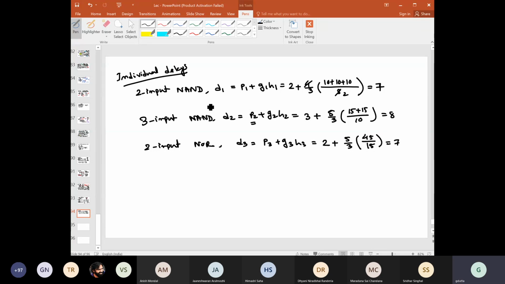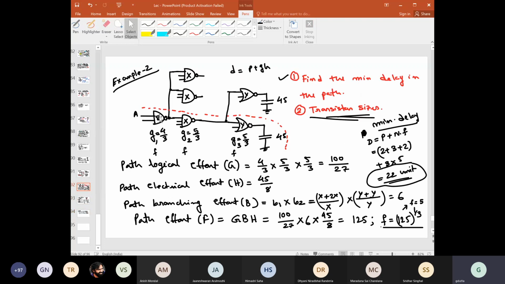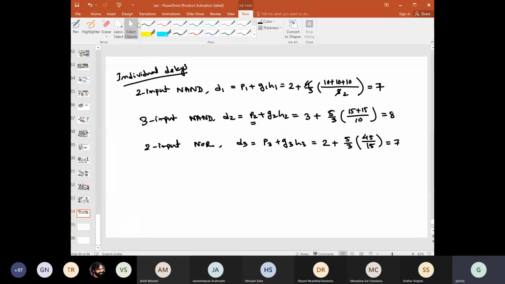So see here we have 3 stages, 1, 2, 3, right? And we have estimated the delays for each individual stage. The first stage delay is 7 units, the second stage delay is 8 units, the third stage delay is 7 units. Then what would be the total delay? 15, 15, 7, 22, right? So the total delay is 22 units.